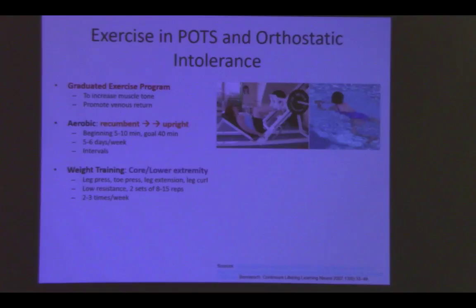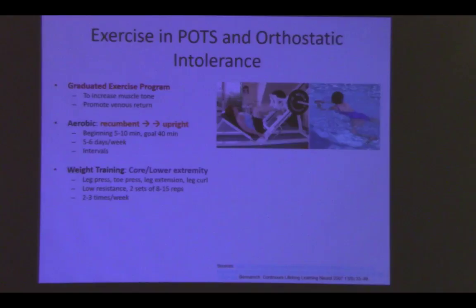Individuals with this condition need to start with what we call recumbent exercises. So a picture here of a swimmer is a perfect example of what a recumbent exercise is, where it's an individual who's essentially horizontal while they're getting some aerobic challenge. A recumbent bike is another example. A rowing machine is another example. These are where you're seated or leaning in almost a reclined position in order to get some aerobic conditioning.